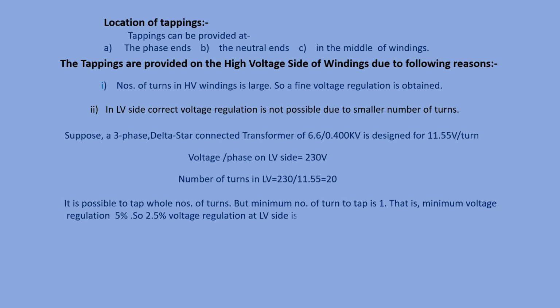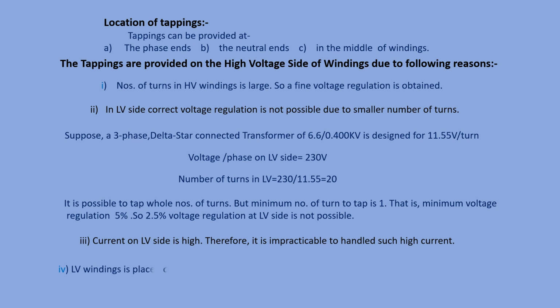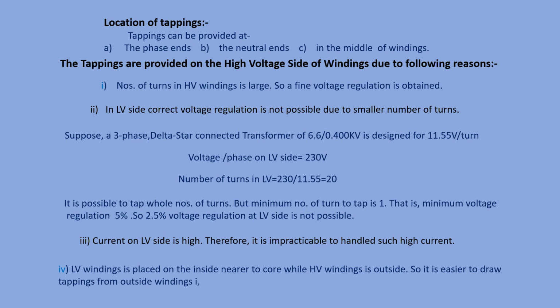So, 2.5% voltage regulation at the LV side is not possible. 3. Current on the LV side is high, therefore it is impracticable to handle such high current. 4. LV winding is placed on the inside nearer to the core, while HV winding is outside, so it is easier to draw tappings from the outside winding, that is, the HV side.